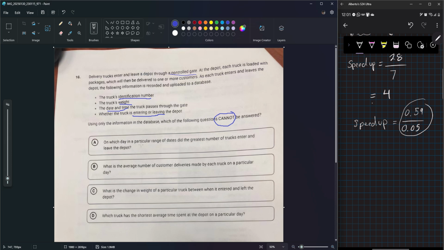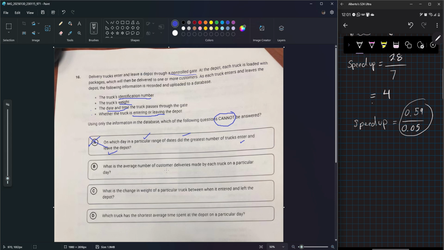On which day in a particular range of dates did the greatest number of trucks enter and leave? So we know enter and leave, right? It's right here on the fourth one. We have which day, yeah, we have date and time. And we can count them. So yeah, we can answer this one, so this is not the answer.